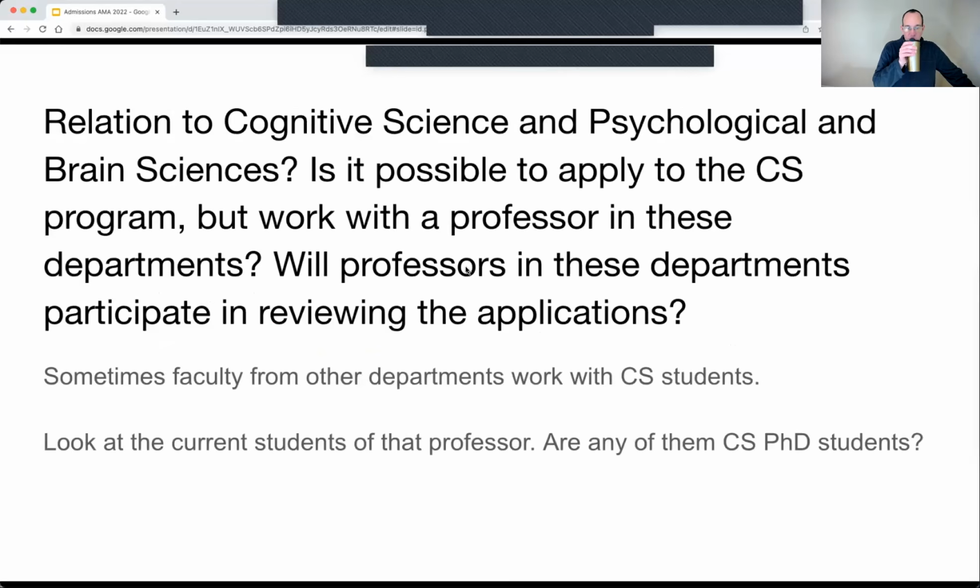Our relation to other programs. Okay, so this is a little bit confusing, so it's worth saying something about. We have a lot of people at Hopkins who work with computer science students and who have appointments in the Department of Computer Science. However, not everyone who has an appointment in computer science actually works with computer science PhD students. There's not a rule of who does and who doesn't.